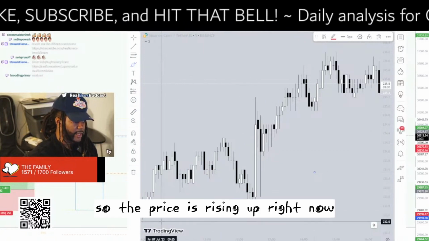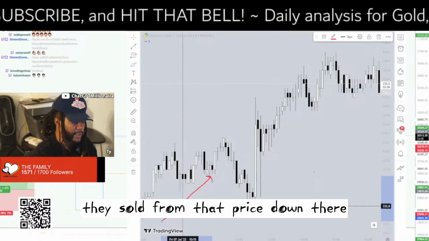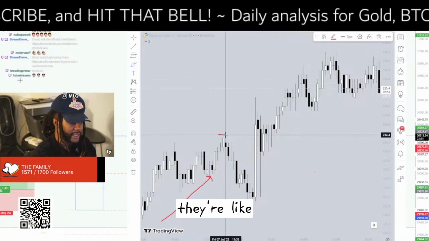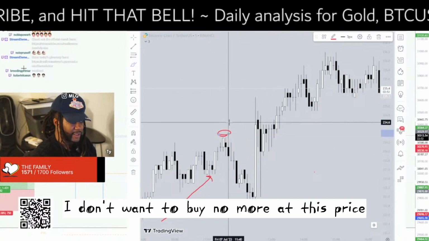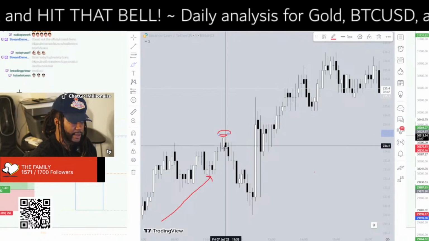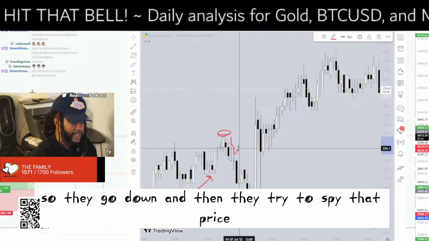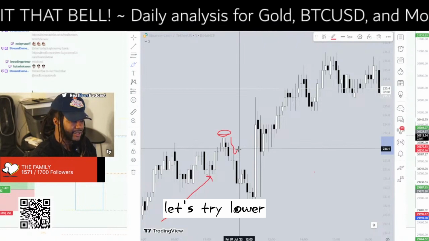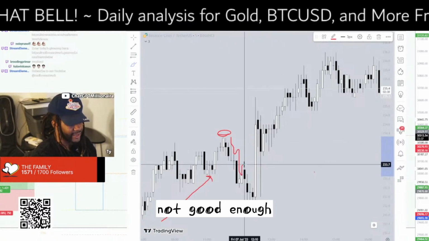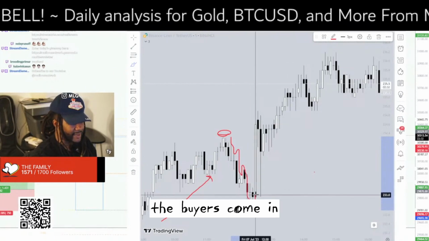So the price is rising up right now. Emotions like, oh yeah, this is a good price to sell from. They sold from that price down there. The buyers are loving it. They get to this price, they're like, I don't want to buy no more at this price, so let's find a better price to buy at. So they go down, and then they try to buy that price. It doesn't work. Not enough buyers. Like, oh, let's try a lower price. They go down again, lower. Try to buy it. Not good enough. They're like, all right, let's try one more time. Third time, they go down, and the buyers come in. And they like this price.